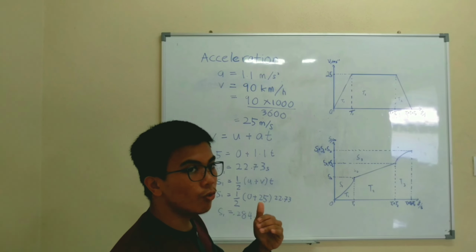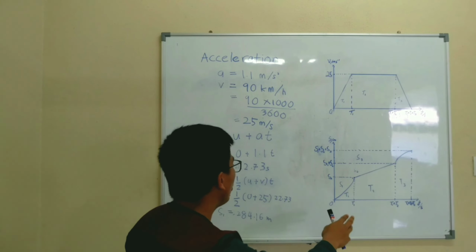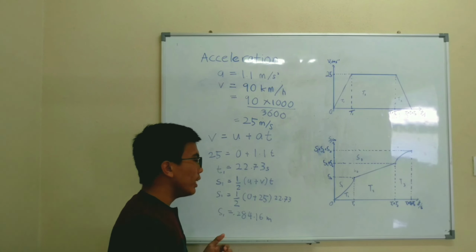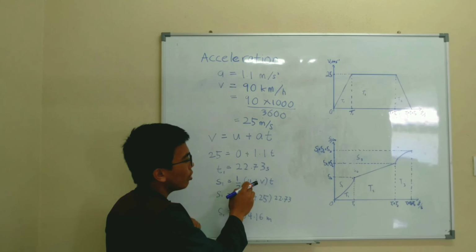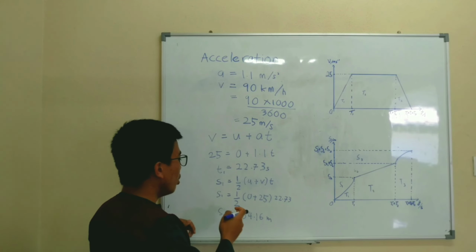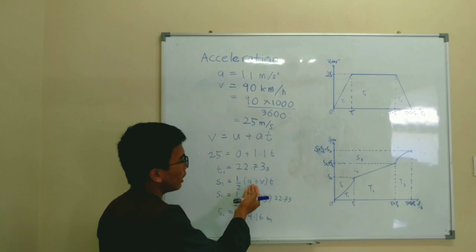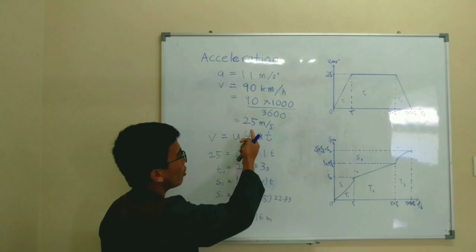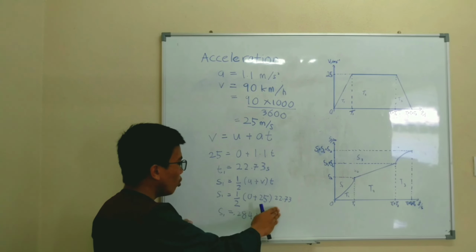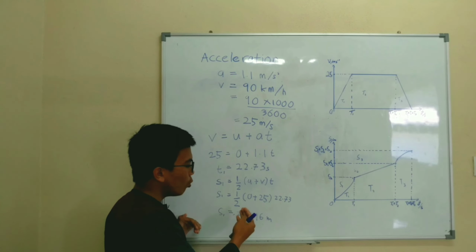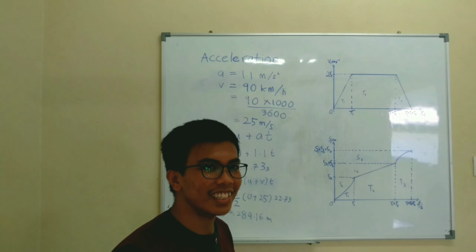Next, we want to find the distance when it reaches T1, at 22.73 seconds. We use another kinematic formula, S1 equals half in brackets U plus V, times T. The initial velocity U is 0, the final velocity is 25, and the time is 22.73 seconds. We do the calculation and S1 is 294.16 meters. So that's it.